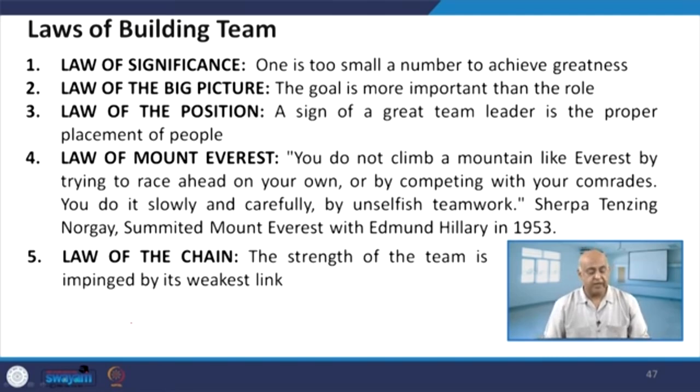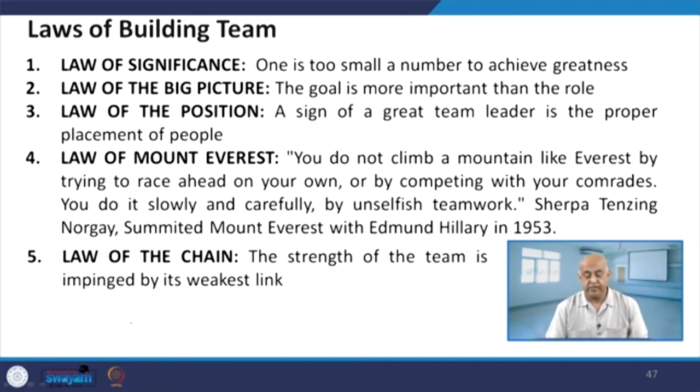Law of building team, law of significance is there. One is too small a number to achieve greatness, right? So therefore, in that case, all have contributed. Law of the big picture, the goal is more important than the role. So therefore, achievement of the goal is what we have to focus on. Law of the position, a sign of a great team leader is the proper placement of people.